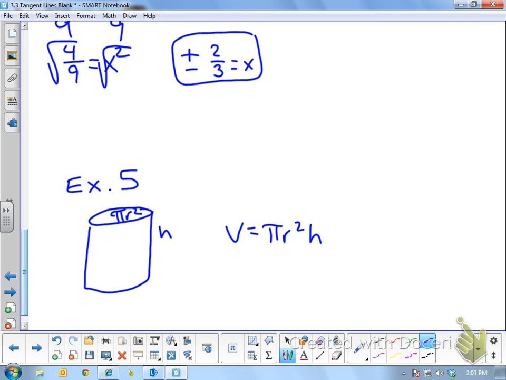Did you know a cone is just a third of the volume of a cylinder? What? No way! It is. I don't know why, but I know it is.